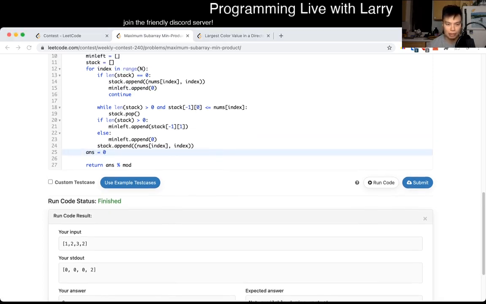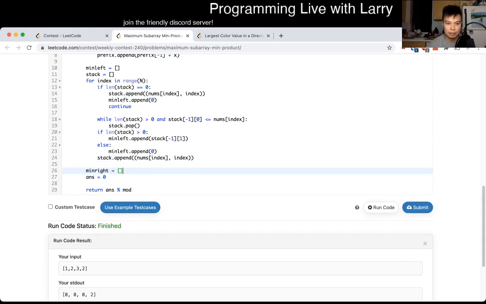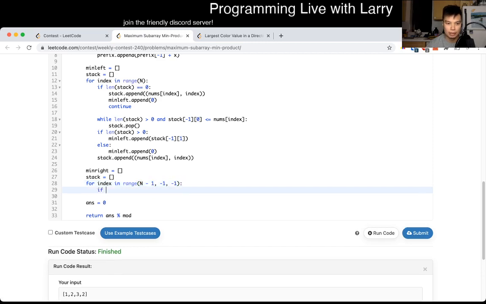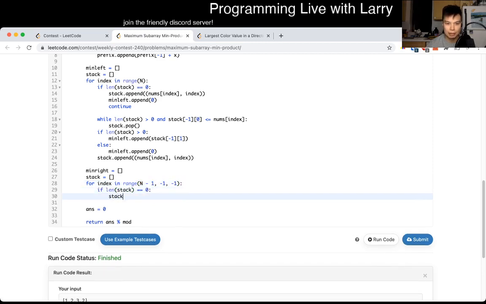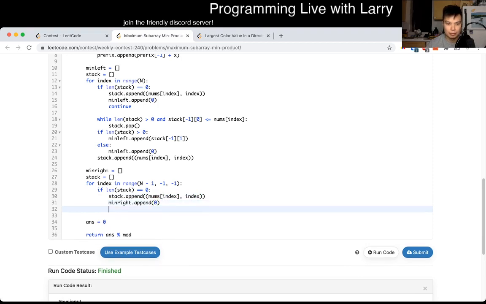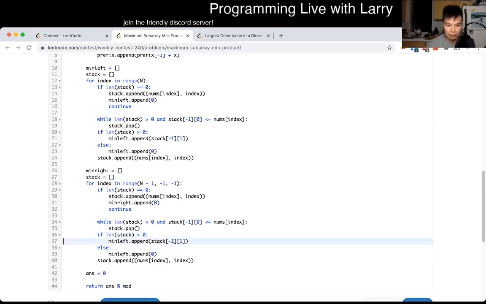Now I have to do it backwards for the right side. I don't know. I probably could be a little bit better about this, but maybe I'll just copy and paste. I think this is fine the way that I did it, but every time I do that, it goes so wrong. So.